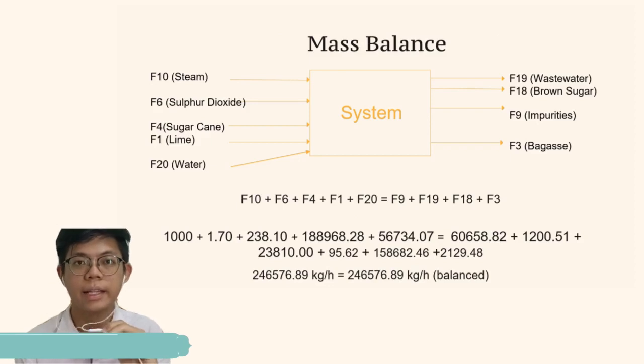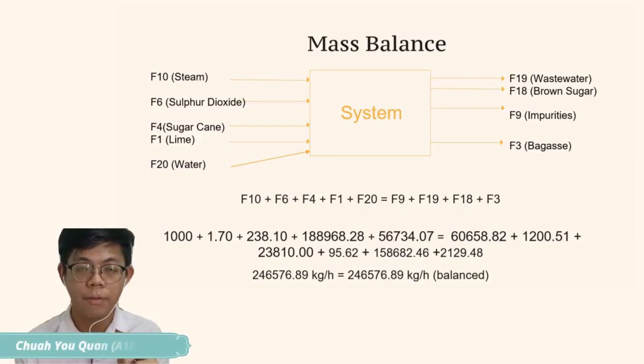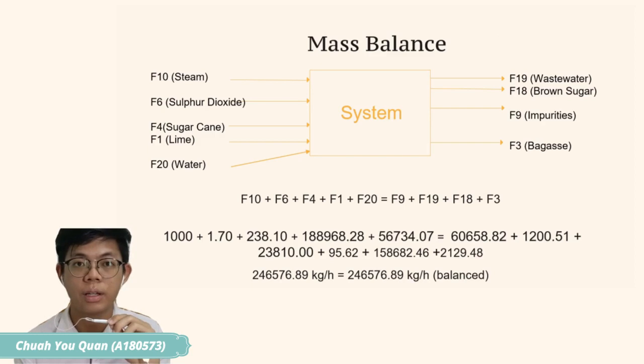Next, for the mass balance part, we have 5 inputs and 4 outputs for the system. The 5 inputs are steam, sulfur dioxide, sugarcane, lime, and water. The outputs are wastewater, brown sugar, impurities, and bagasse. And the mass balance for the input and output is balanced.